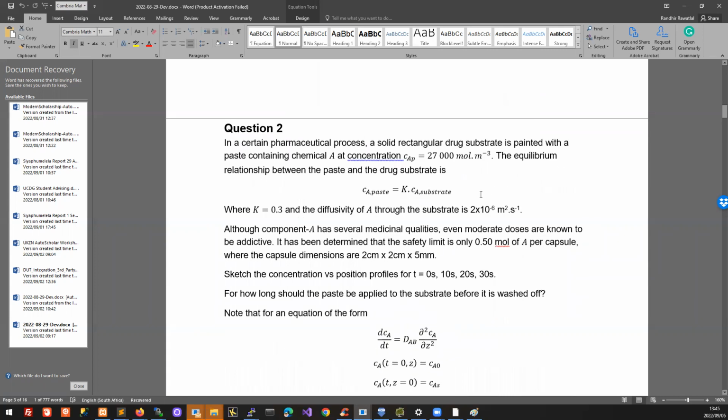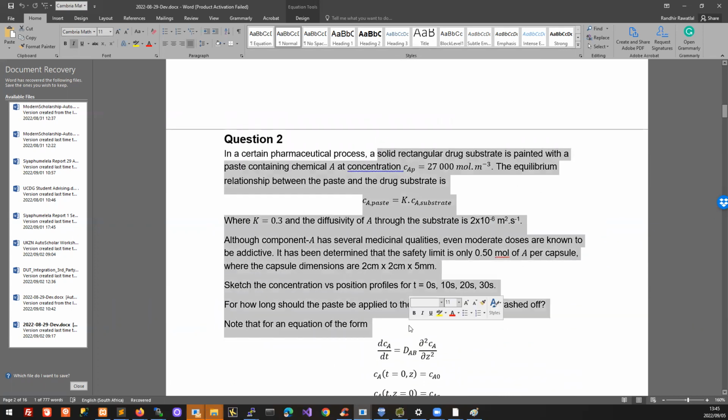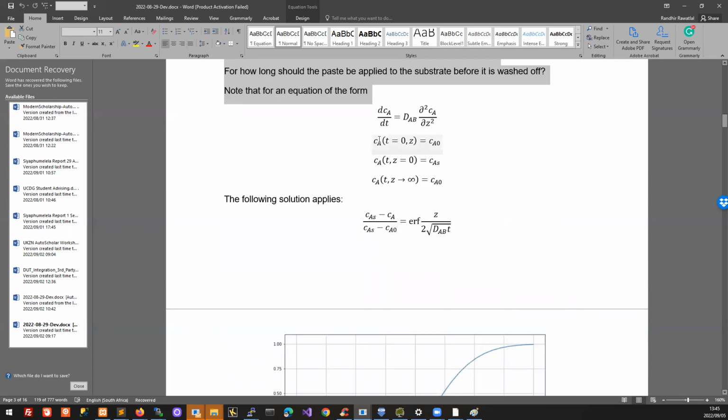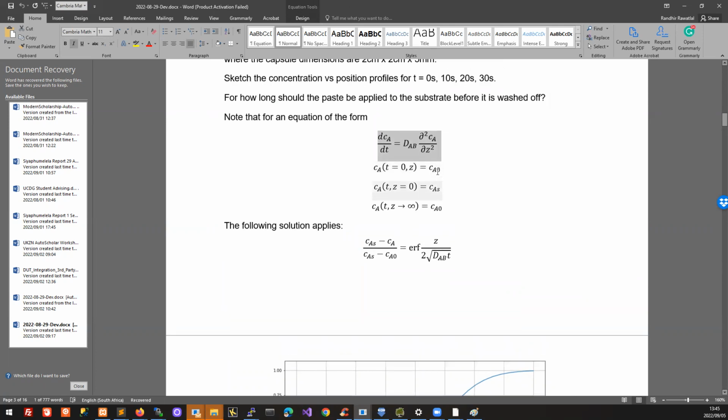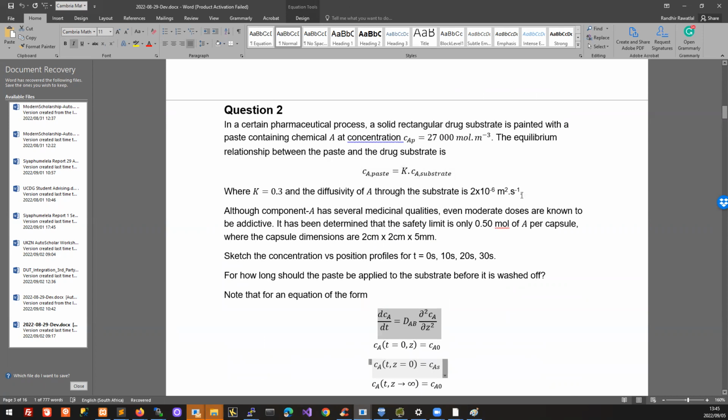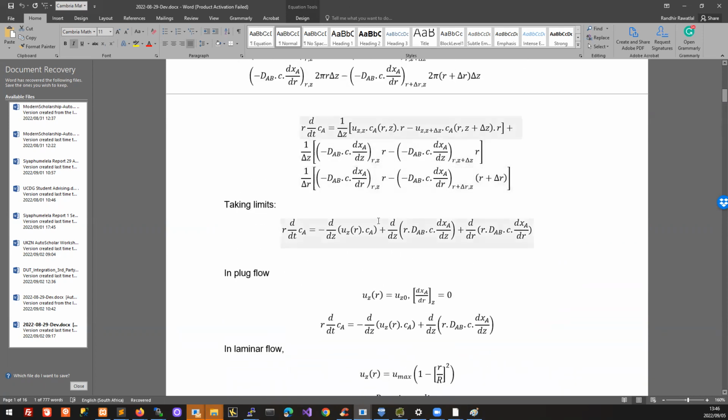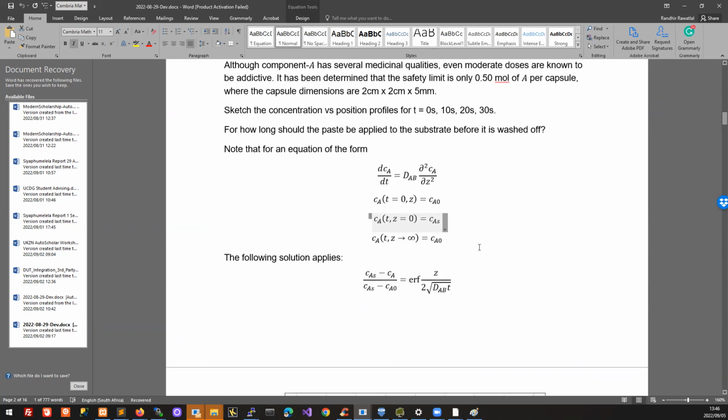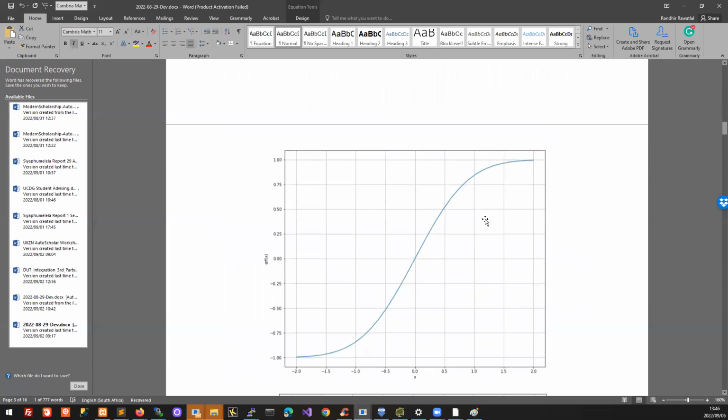So that's what we had in cylindrical coordinates. In rectangular coordinates, with this rectangular drug substrate example, we showed eventually that this was the equation that we got. We didn't have flow, so this was just diffusion. We didn't have the flow terms. We had just diffusion, and this was rectangular coordinates. So we didn't have z times anything. It was just d2 C_A dz squared.